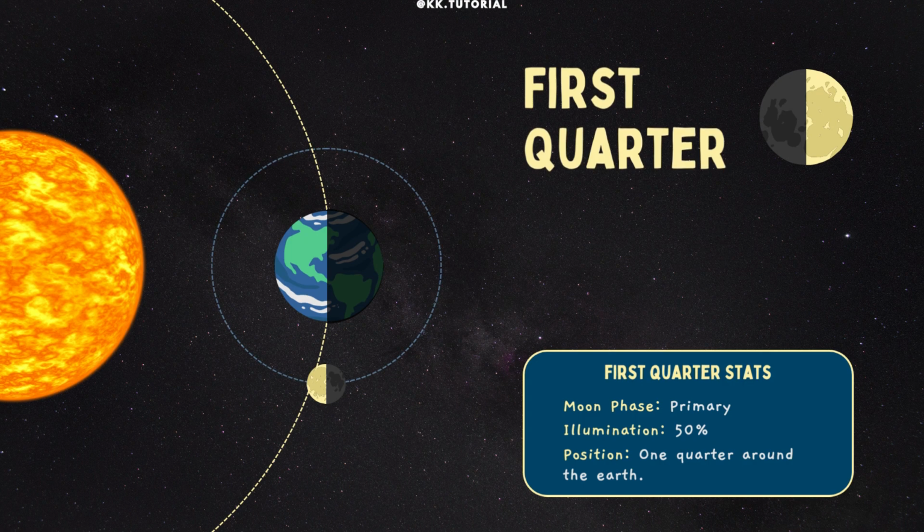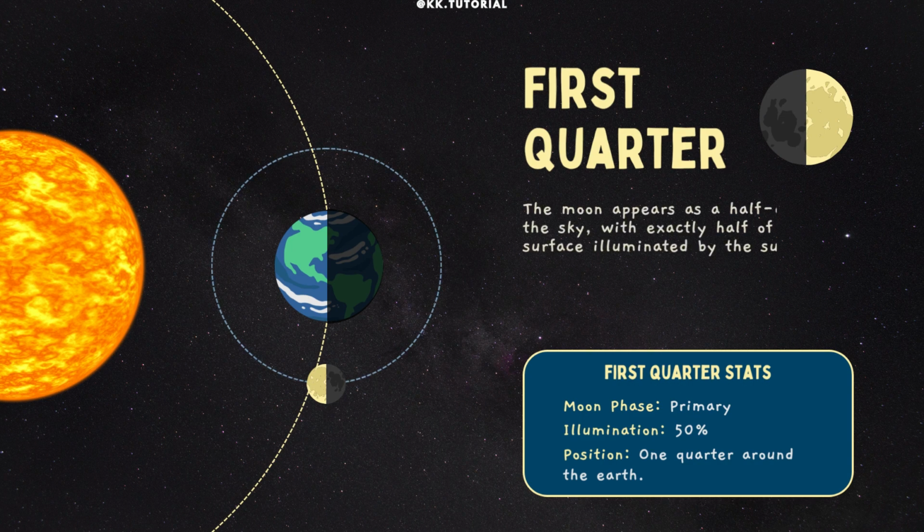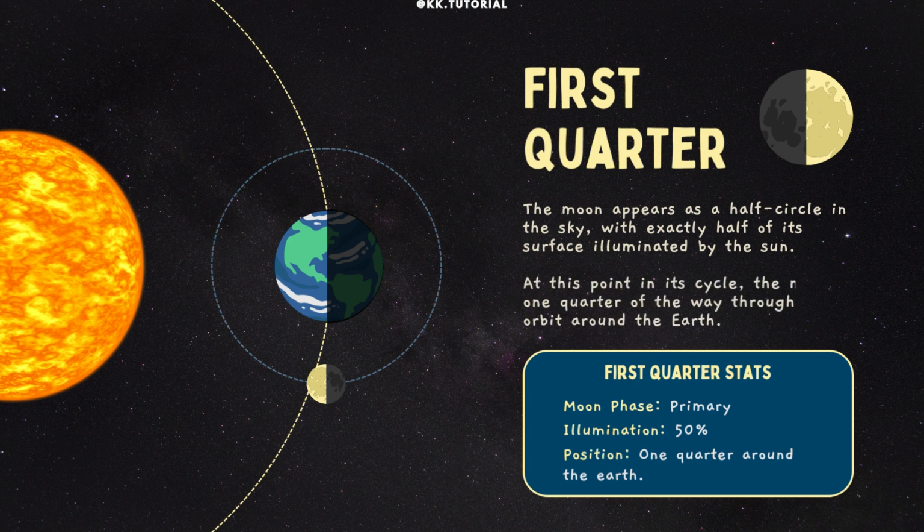First quarter. This is the third phase during which people may see either right half of the illuminated moon or the left half of the illuminated moon depending on the location. The moon appears as a half circle in the sky, with exactly half of its surface illuminated by the sun. At this point in its lunar cycle, the moon is 1/4 of the way through its orbit around the Earth.